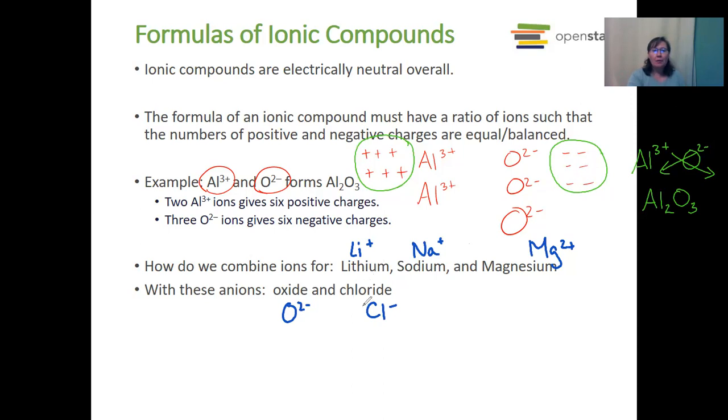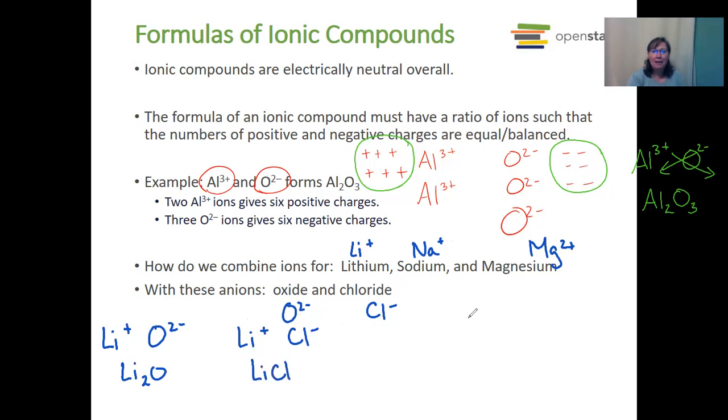Okay, now let's see what happens when we put these together. So first of all, let's take this lithium and this oxygen. So we say Li+ and O2-. Now we need 2 positive charges to balance out our 2 minus charges. So this becomes Li2O. Okay, now let's see what happens if we take lithium and chloride. Well, these are balanced 1 to 1. So we would just say LiCl.